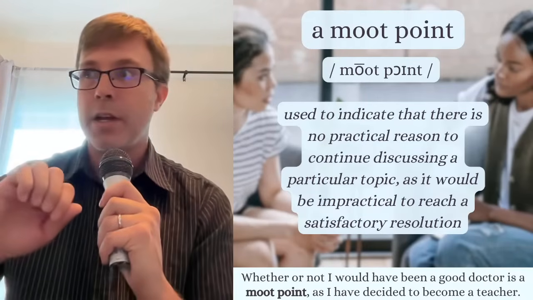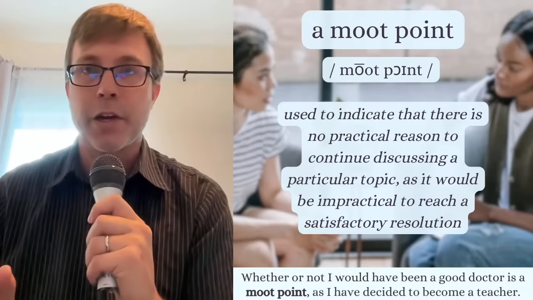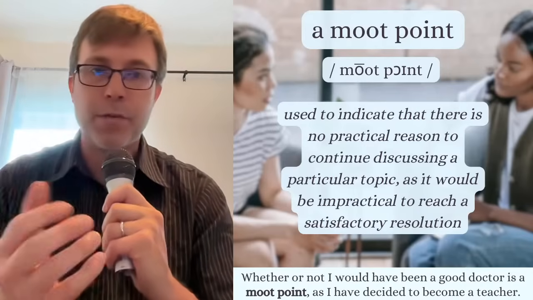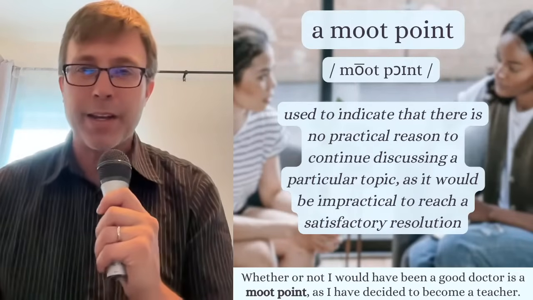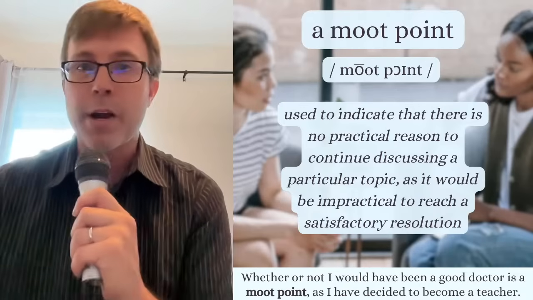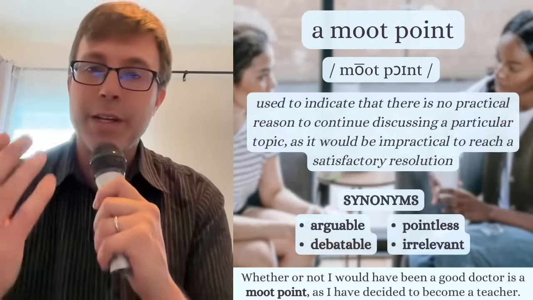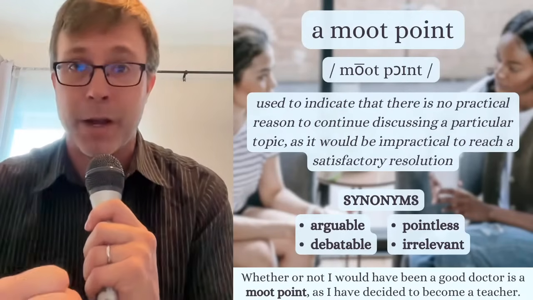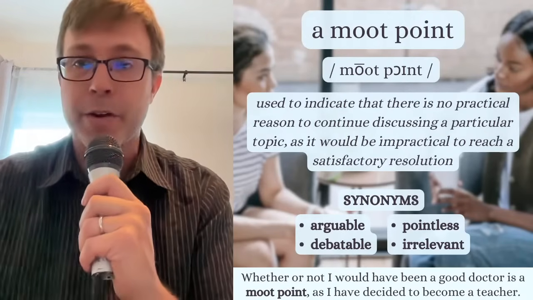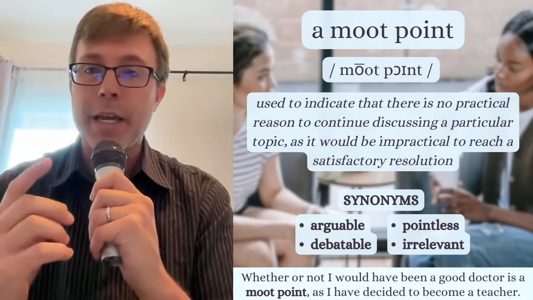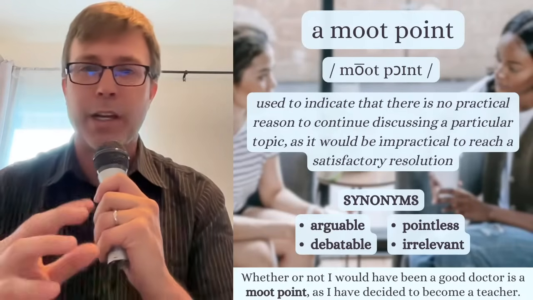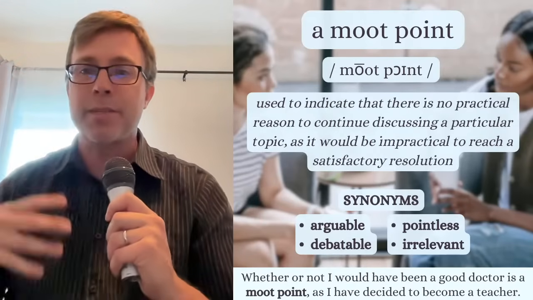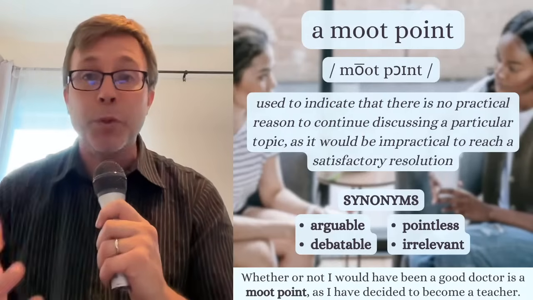If someone has decided to become a teacher, and you're saying, oh, you'd be such a great doctor, what do you think about this? And you say, look, it's a moot point. I've already made a decision. Why are we talking about this? So here are a few synonyms maybe to help you wrap your head around this if this is the first time you're hearing this phrase. In the example I gave you, it's more like pointless or irrelevant. Like, why even discuss it? It's pointless, it's irrelevant, it's a moot point.